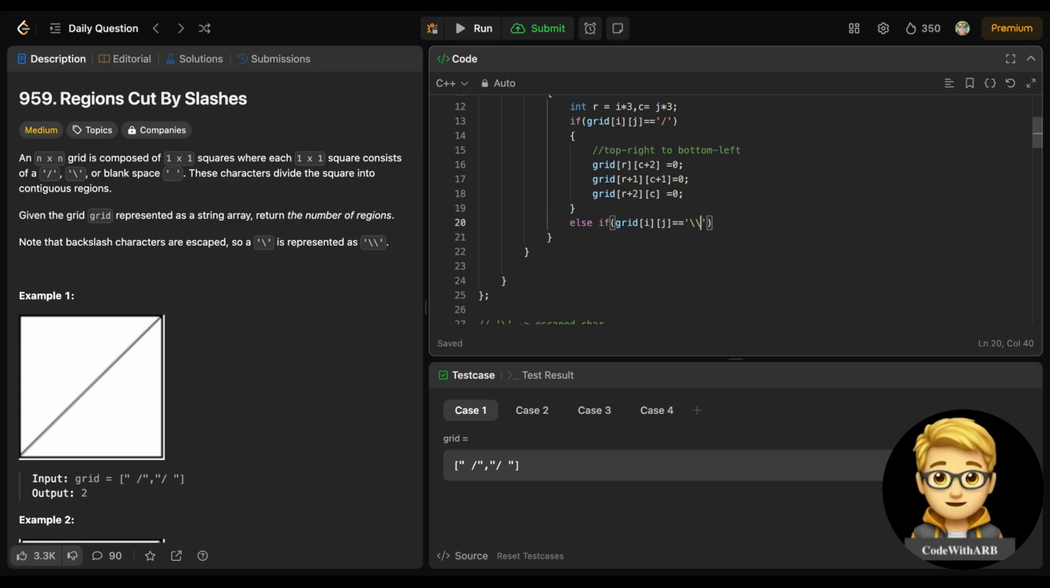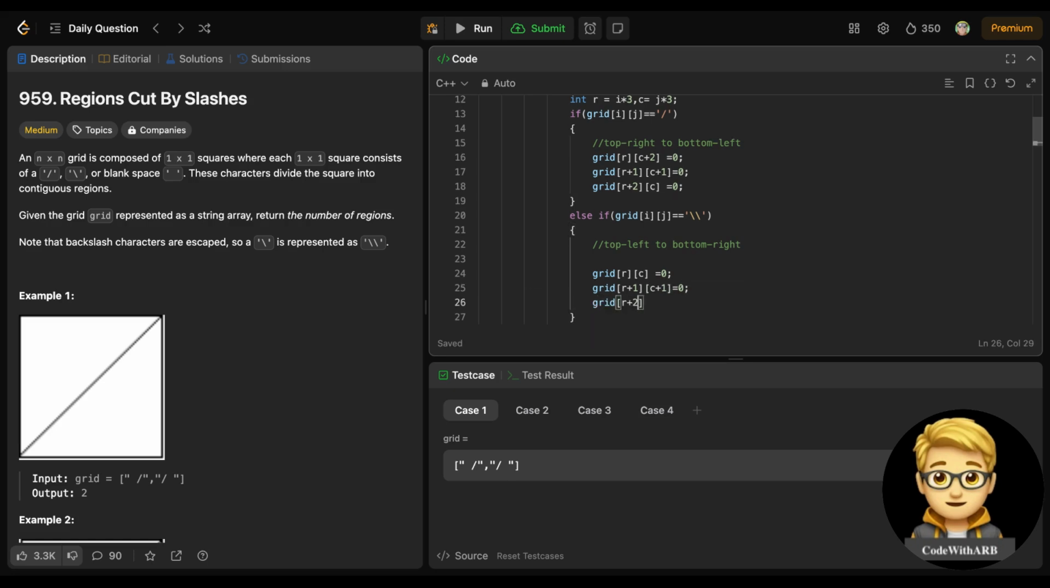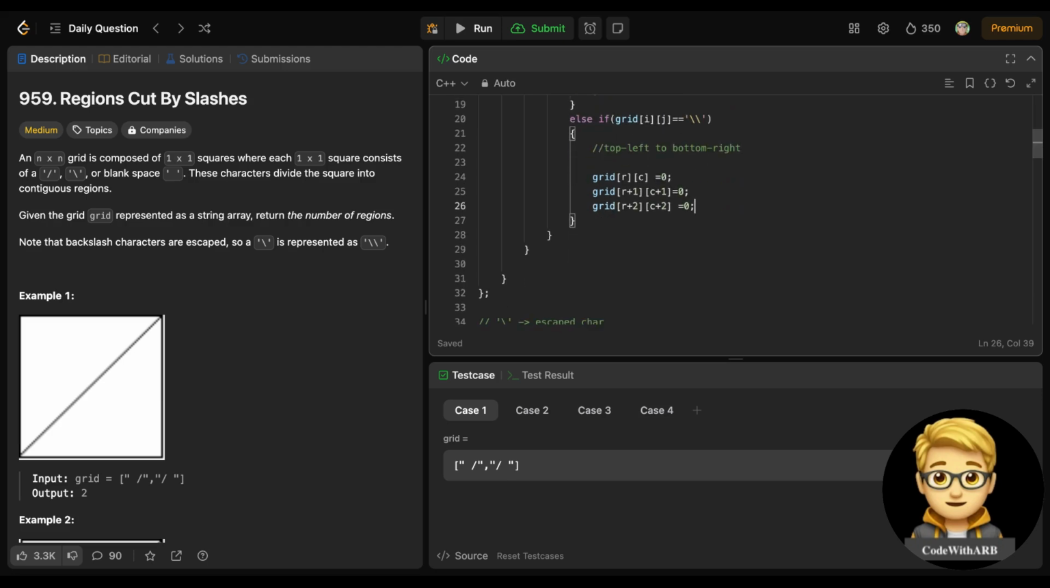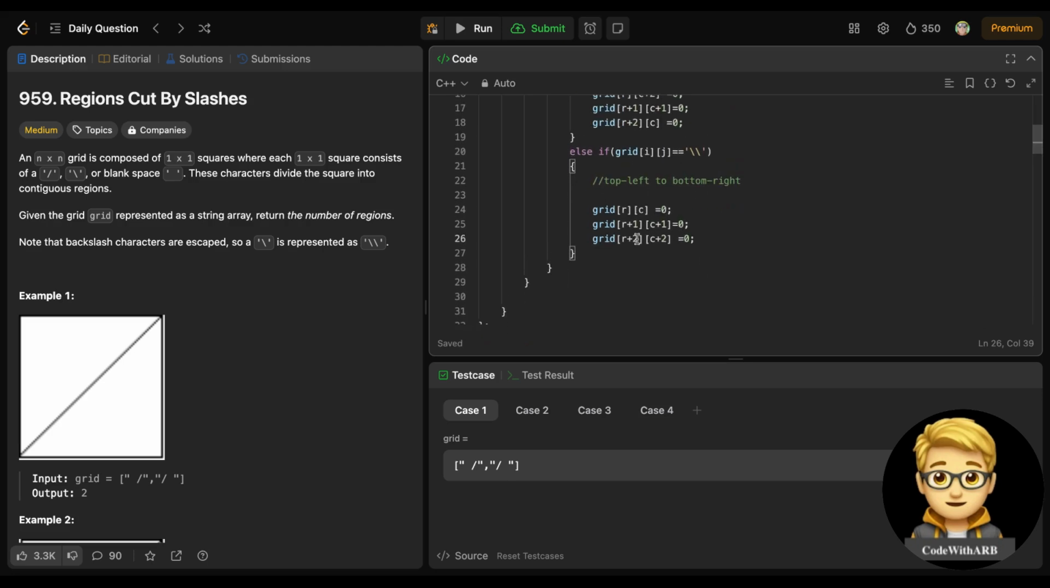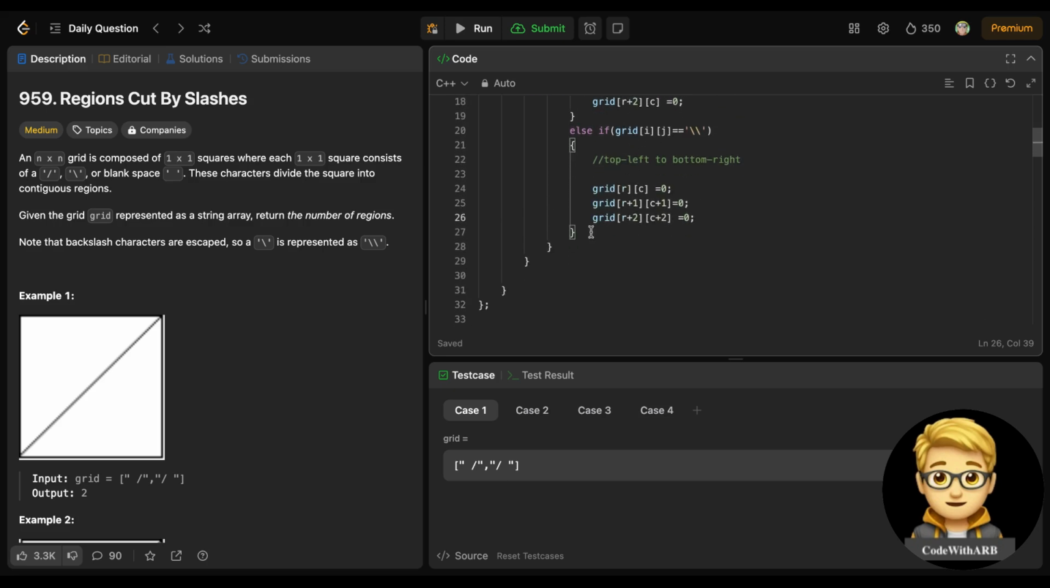If it is a backward slash, it starts from the top left to the bottom right. We will start from r, c, which we mark as 0, then grid r plus 1, c plus 1 as 0, and grid r plus 2, c plus 2 as 0. This will be the same. And if it is blank, we will not do anything.